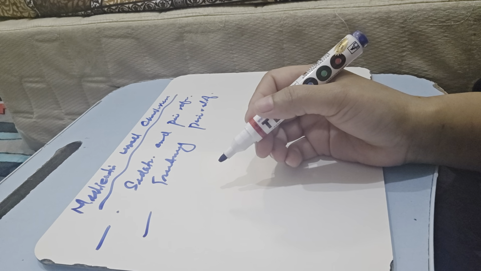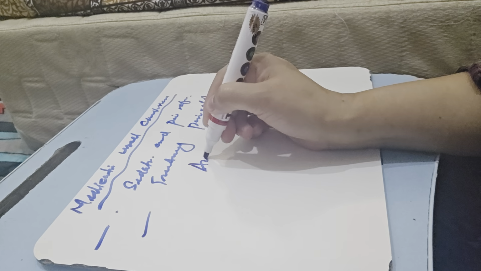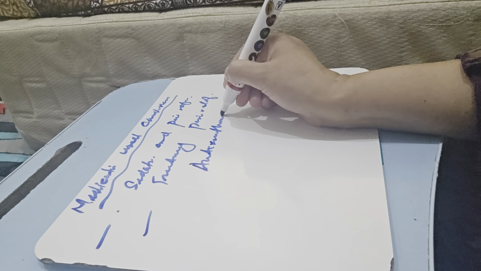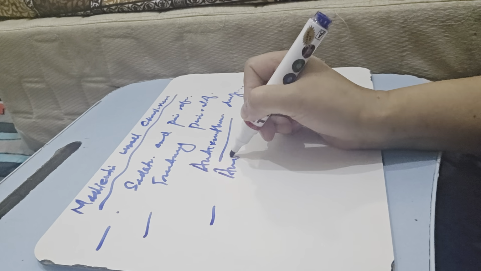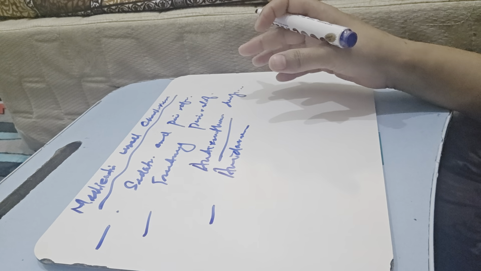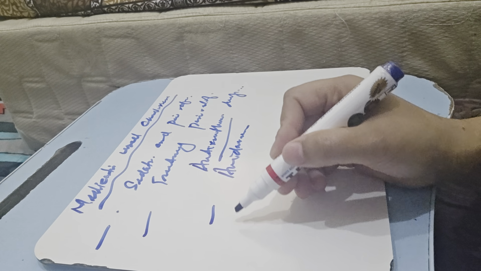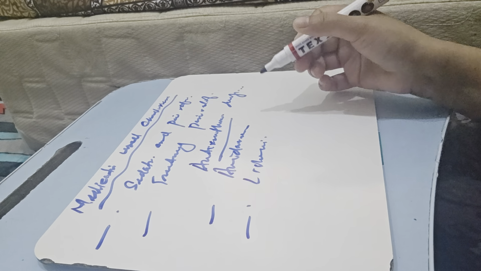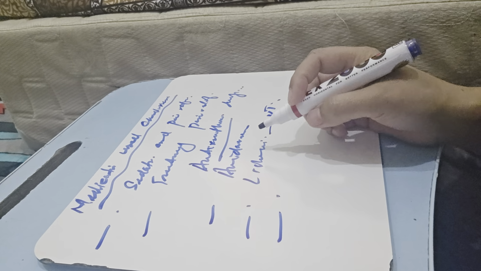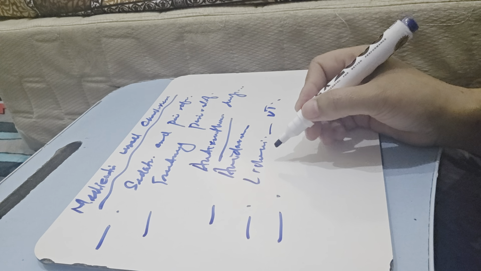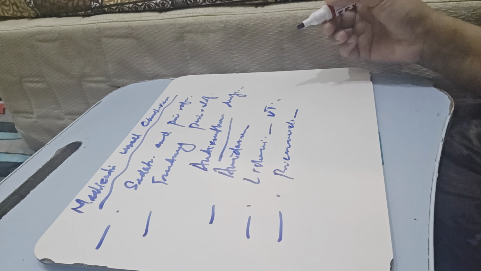Then we are using anti-arrhythmic drugs before and after cardioversion. We are using amiodarone, which will control ventricular and atrial arrhythmias. We are also using lidocaine, which is used in ventricular tachycardia. Then we are using procainamide, which we use for wide complex tachycardia.